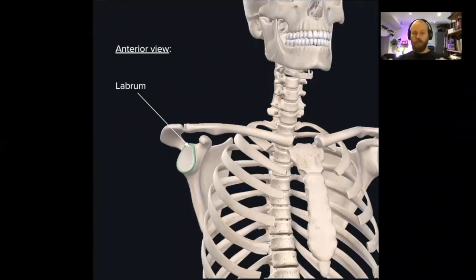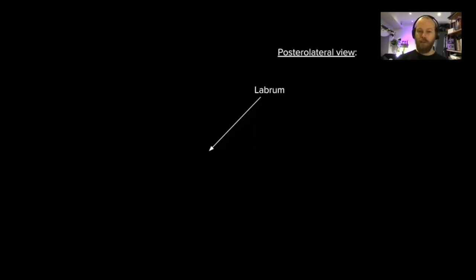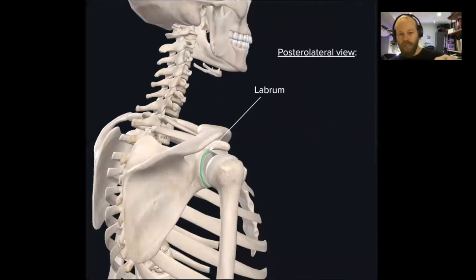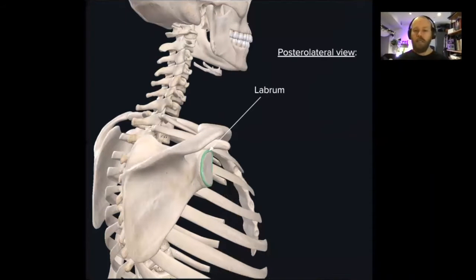So this particular view is from an anterior position, and we'll do the same thing from a posterolateral view. And we see again, highlighted in green is the labrum, which is attached to the scapula. You can kind of see the glenoid fossa there, and then we'll remove the humerus. And you see, again, it's kind of the same thing we saw from the front, we're now seeing from the back.